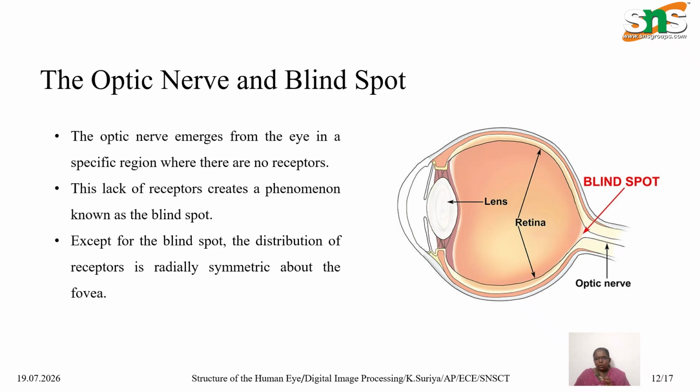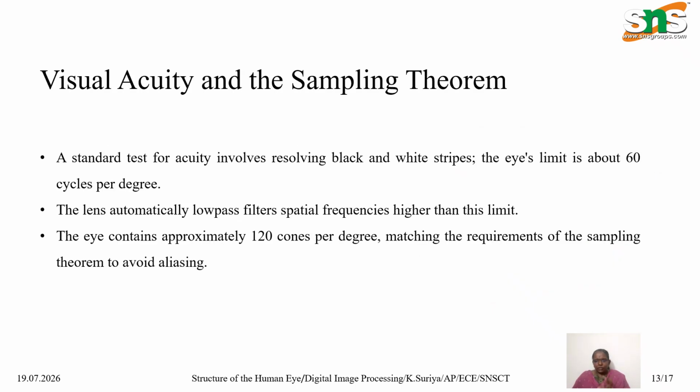The human eye also has excellent visual acuity. It can distinguish very fine details, but only up to a certain limit. Beyond the limit, the optical system naturally filters out higher spatial frequencies. This behavior is closely related to the sampling theorem, an important concept in digital image processing that explains how continuous images can be represented digitally without losing information.